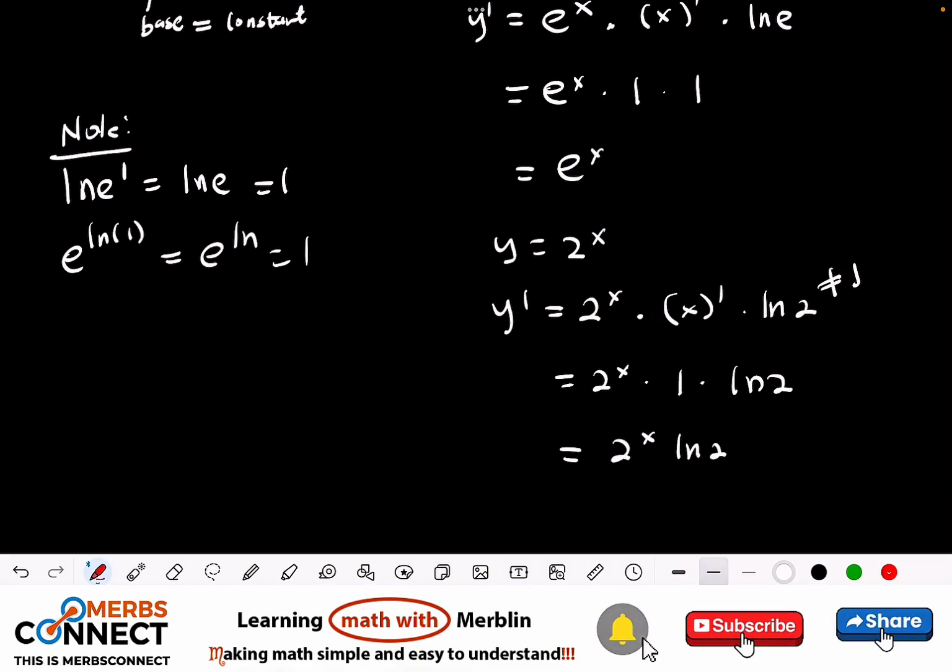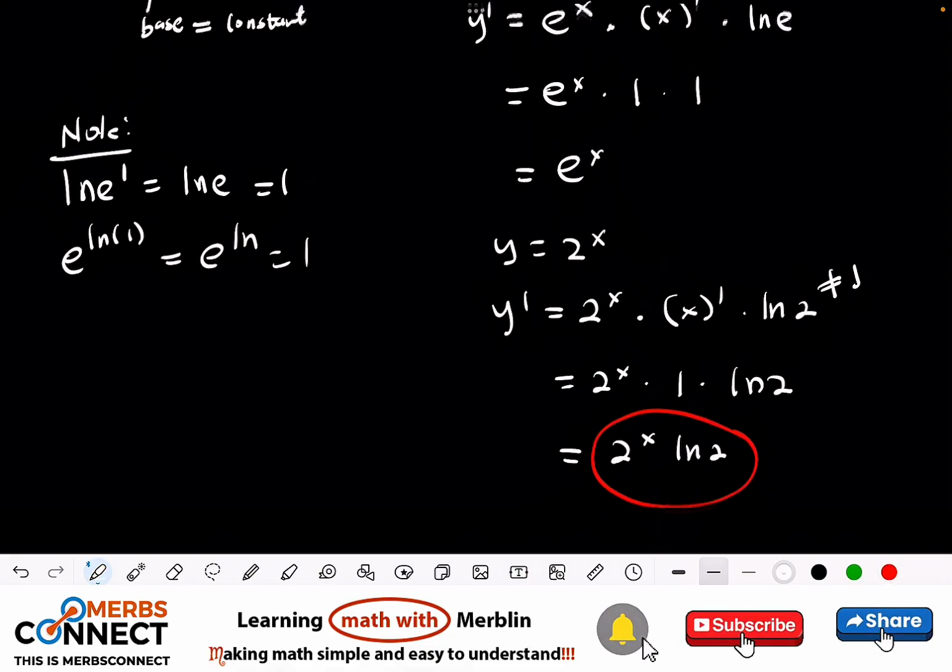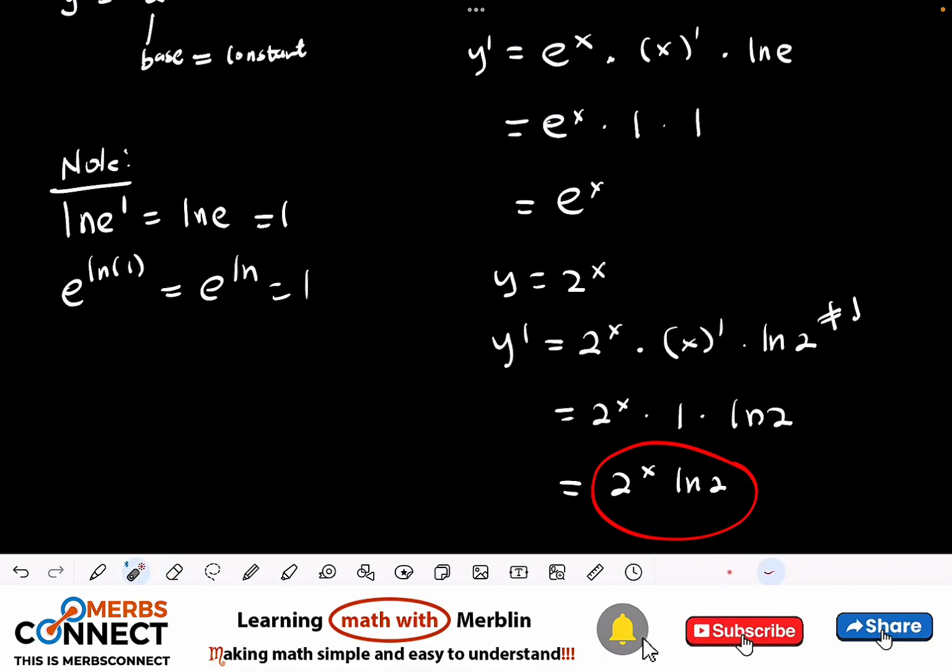So this is what we are going to get at the end of the day. But here we saw that ln of e is 1. If not, we could have gotten something like e to the power x times ln e, as we saw here, right? So you can see that ln of the base. But this is equal to 1, so we don't see it from there.